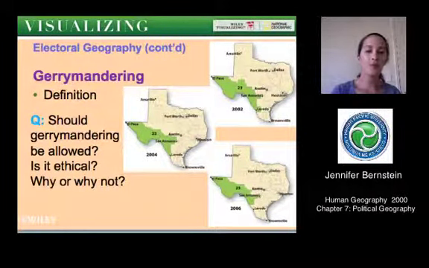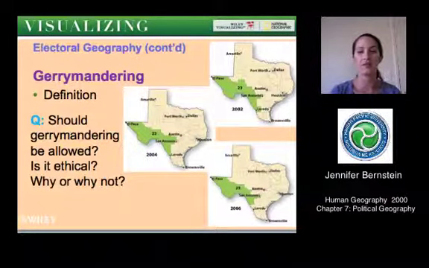So reapportionment and redistricting are supposed to increase fairness and access to political representation, but many groups are aware of the ways in which redistricting can affect the outcome of an election. Gerrymandering is the process of changing the boundaries of electoral districts to favor certain groups.